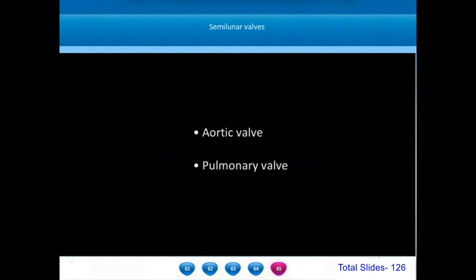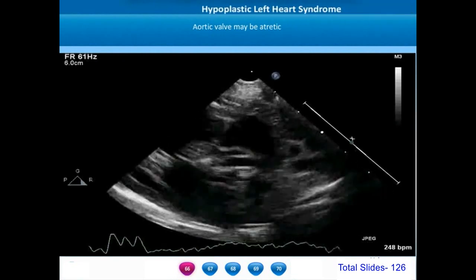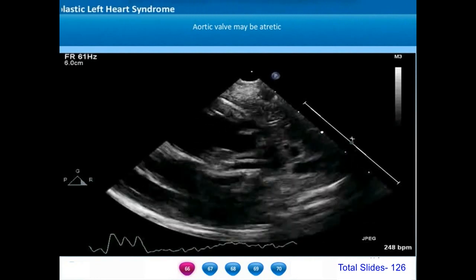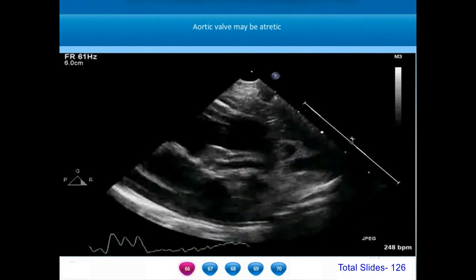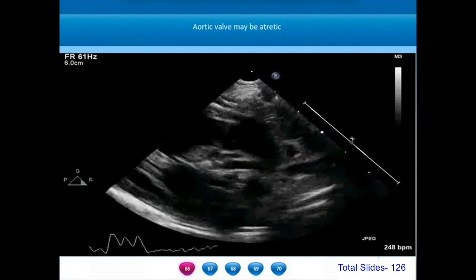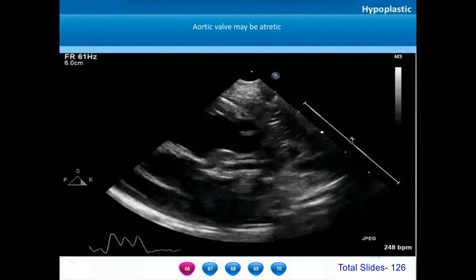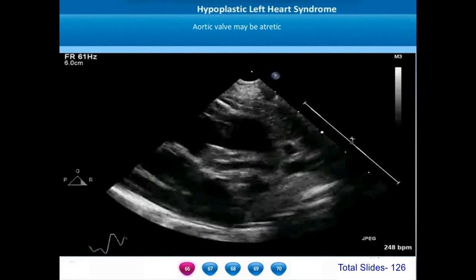Let us now move on to the aortic and the pulmonary valves, the 2 semilunar valves. The aortic valve may entirely be atretic and the ascending aorta will be very narrow. In this parasternal long axis view, you can see a small parallel line in the middle of the picture. This represents the hypoplastic ascending aorta. Anterior to the hypoplastic ascending aorta is the large pulmonary valve.